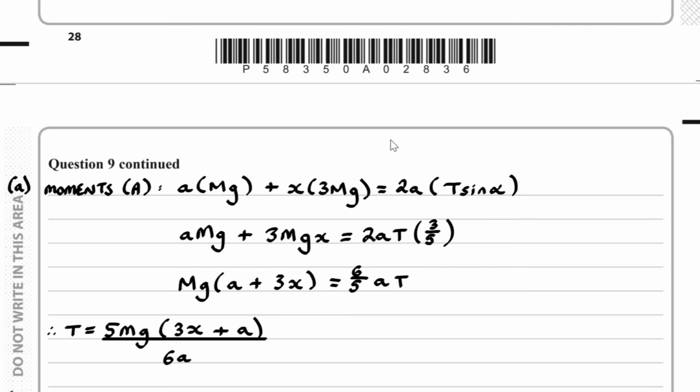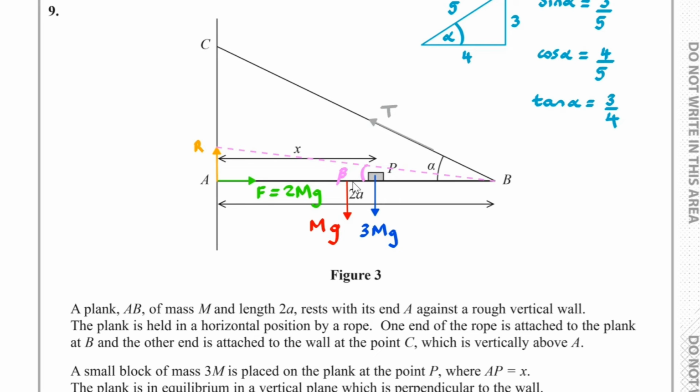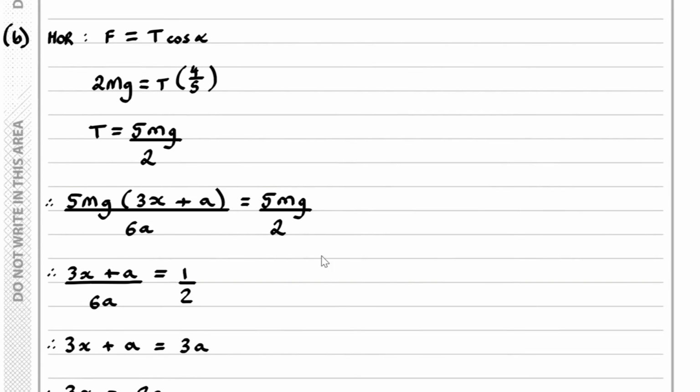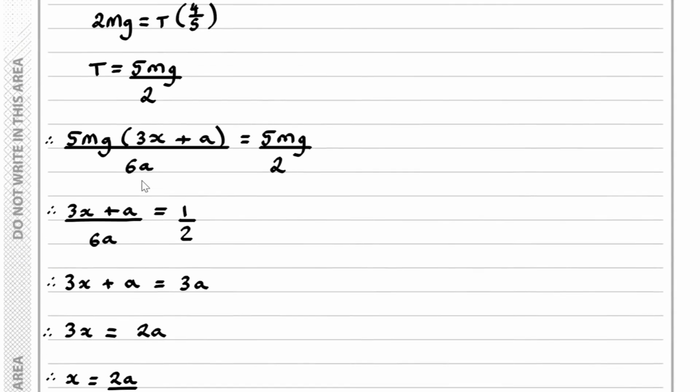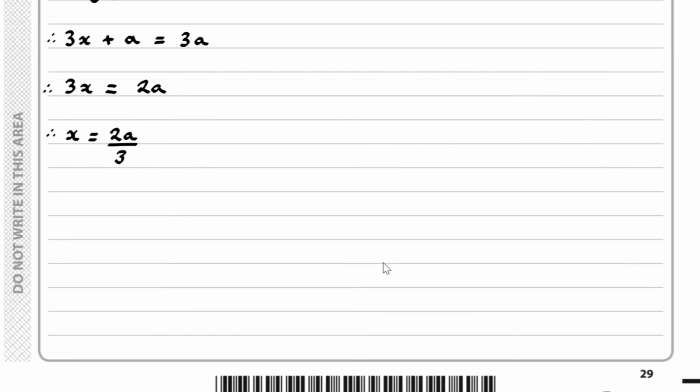So what we can do now then is use trigonometry to find out what that is. Now, before we do anything else, we actually need to find out what the tension is. Well, we know that the tension is equal to 5 mg over 2. So if we resolve vertically, we can find out what R is. We've got the R over here plus T sine alpha, and that's equal to mg plus 3 mg. So if we resolve vertically, then I've got R plus T sine alpha, that's equal to mg plus 3 mg.